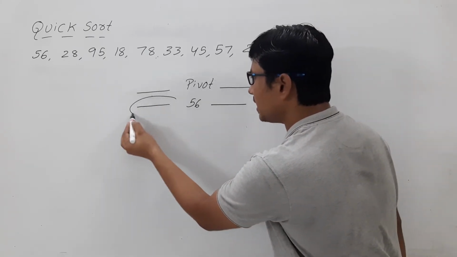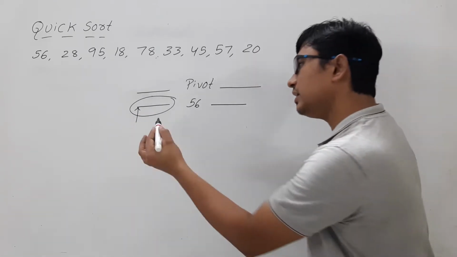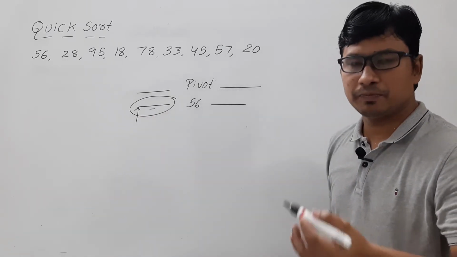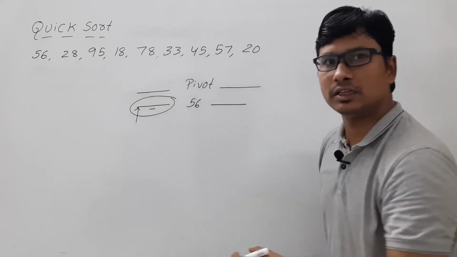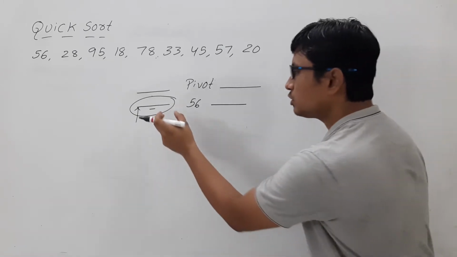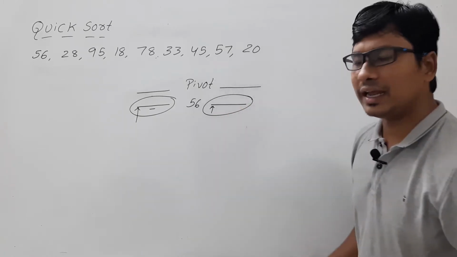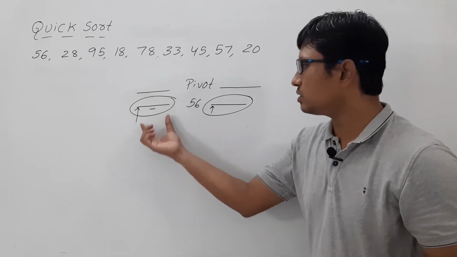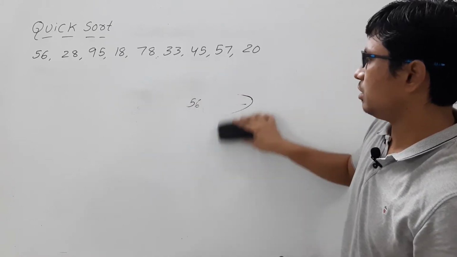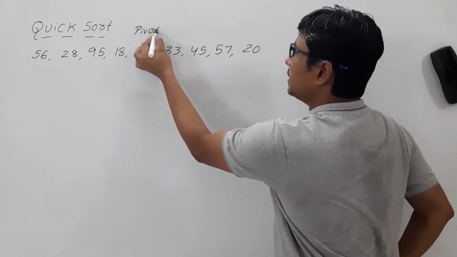Then I will take this subarray, and from it again I will select the first element as a pivot element. Then again I will perform quicksort on it, and place the pivot element in such a position that all the elements less than the pivot are on the left-hand side, and all the elements greater than the pivot are on the right-hand side. Again I will perform quicksort on this subarray. Like that we will perform quicksort using the divide and conquer mechanism. How it is performed, we will discuss now. So we have selected 56 as the pivot element.